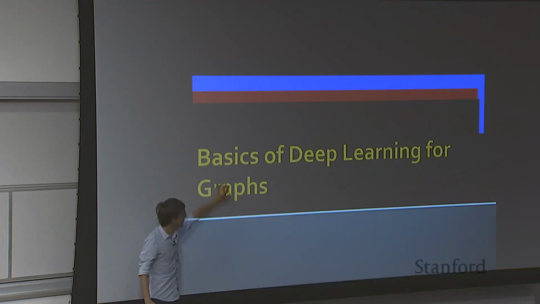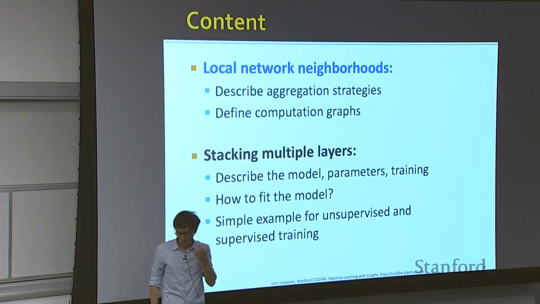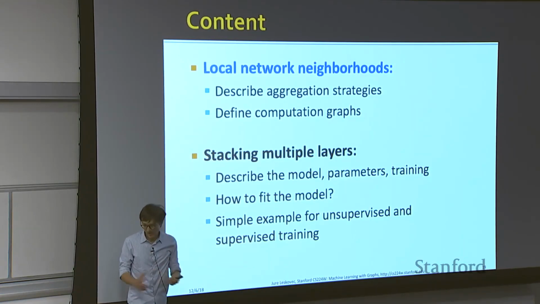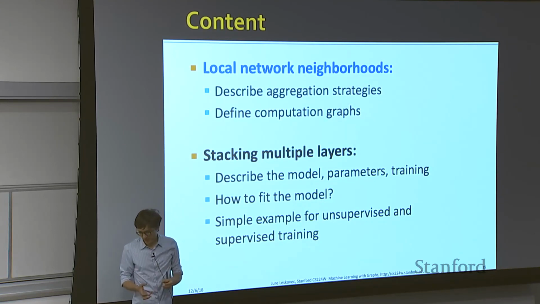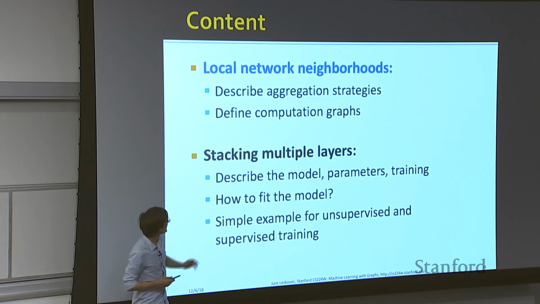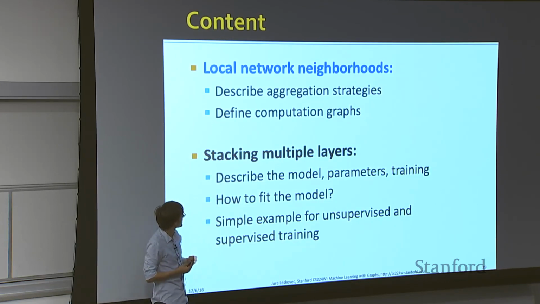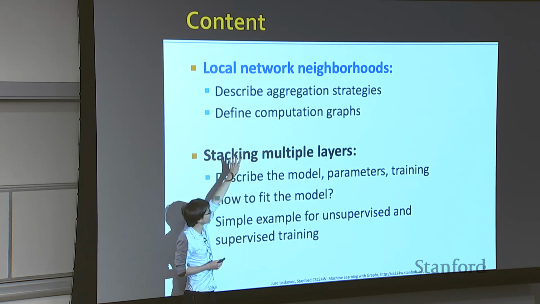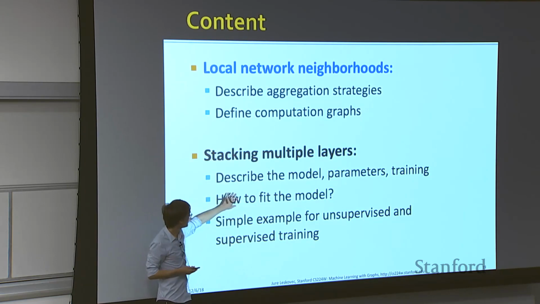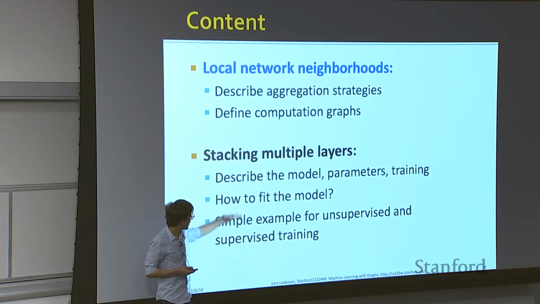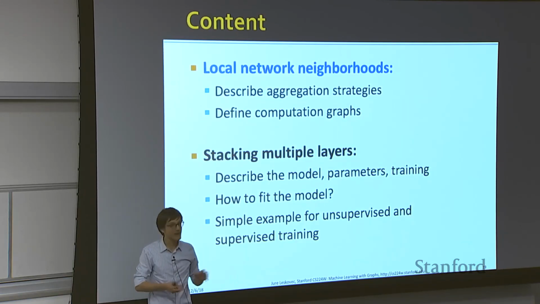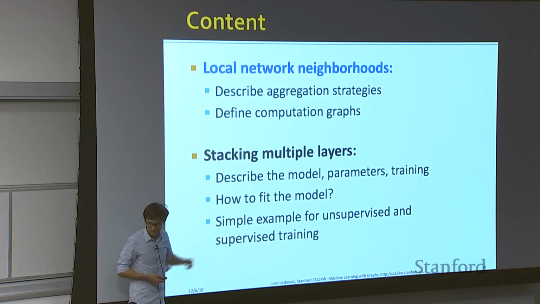Okay? So let's talk about the core: how do you think of deep learning for graphs? The key concept here will be about understanding local network neighborhoods. We will talk about different data aggregation strategies and define this notion of computation graphs. Then, as we talk about this at the single layer level, we will talk about how we go deeper, how we define the model's parameters, how we train, and then how we do unsupervised as well as supervised or semi-supervised training of these models.